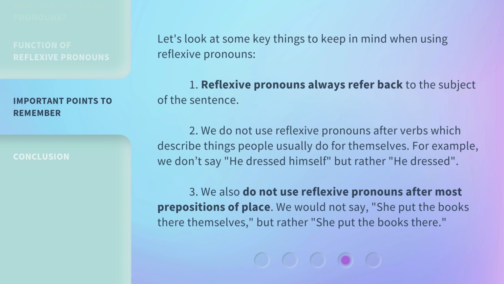Let's look at some key things to keep in mind when using reflexive pronouns. 1. Reflexive pronouns always refer back to the subject of the sentence. 2. We do not use reflexive pronouns after verbs which describe things people usually do for themselves. For example, we don't say, he dressed himself, but rather, he dressed. 3. We also do not use reflexive pronouns after most prepositions of place. We would not say, she put the books there themselves, but rather, she put the books there.